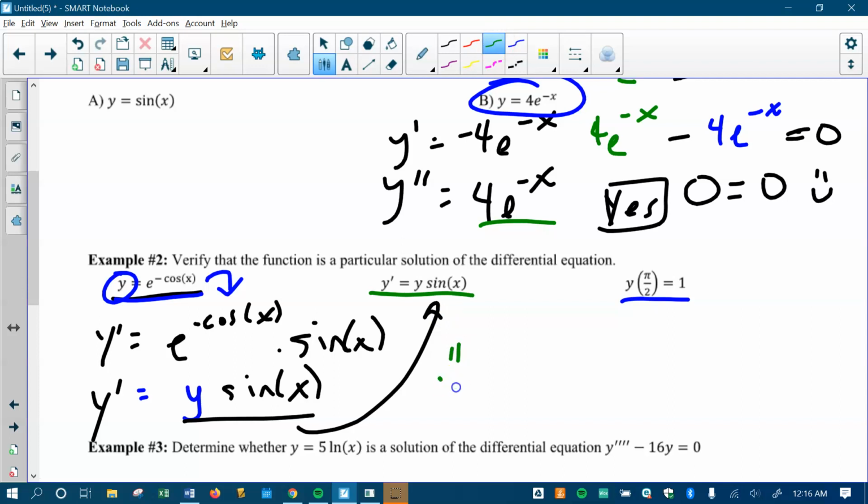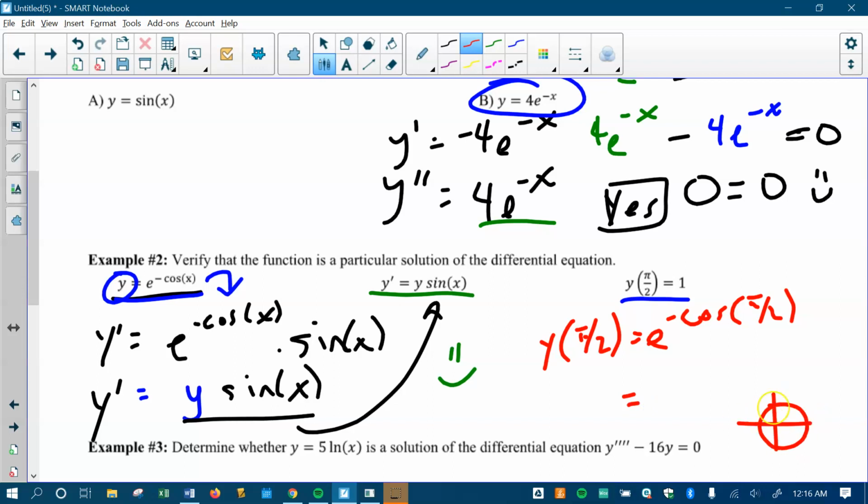Hooray! Okay, so I verified that this function was a solution to the differential equation. Now we just need to check that point to see if it works in the original function. So let's plug in the initial condition of y of pi over 2 and see if we actually get 1 out. So e to the negative cosine of pi over 2. Cosine of pi over 2, I believe that's a 0. E to the 0, which is equal to 1.